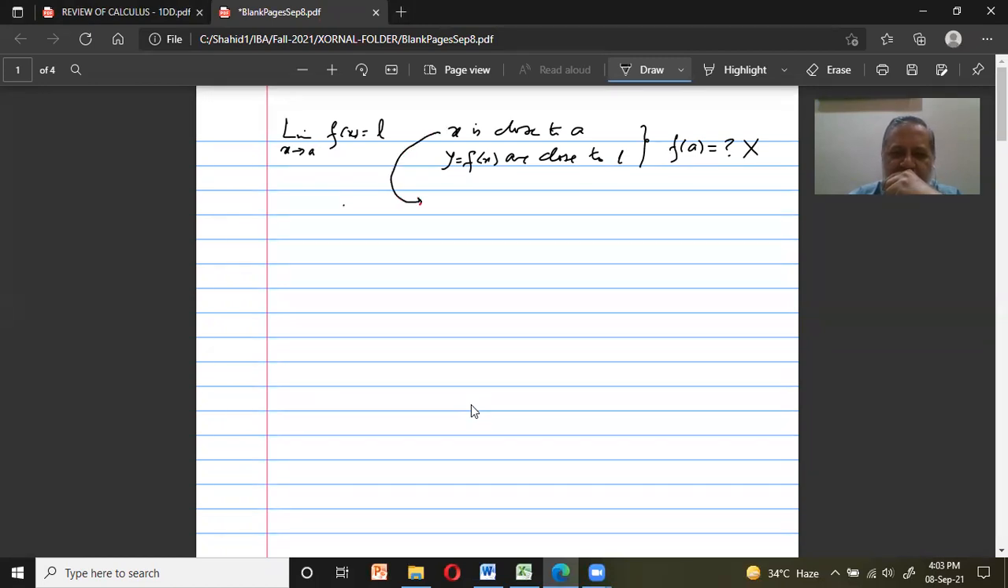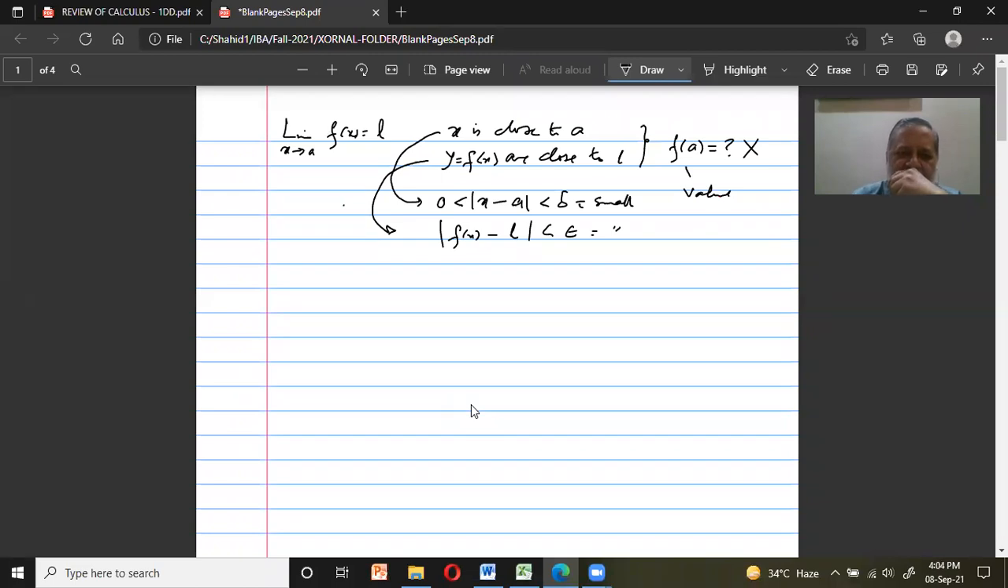To represent x is close to a, we use mod of x minus a less than delta, where delta is a small, finite number. And to keep x not equal to a, we put this 0. And for f(x) close to L, we use mod of f(x) minus L less than epsilon, another small number. So in this process we are never interested in this thing, okay, what is f(a), which is the value of the function.